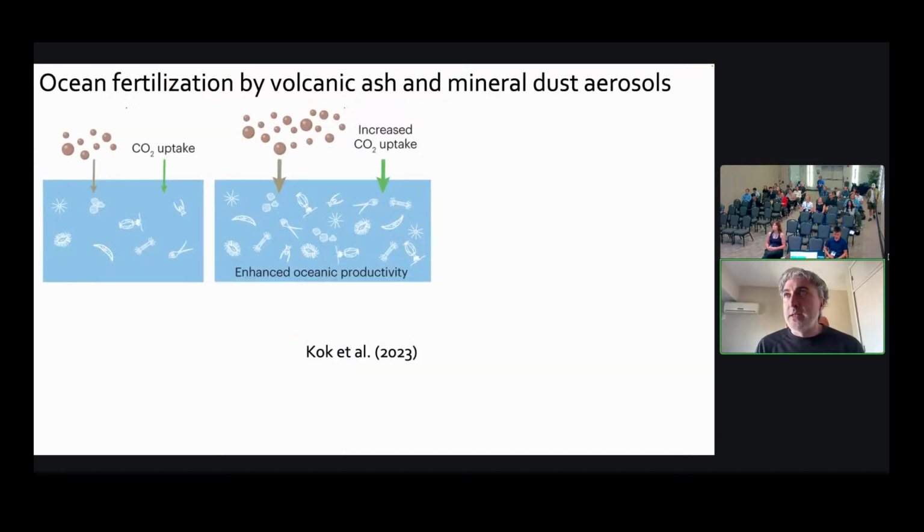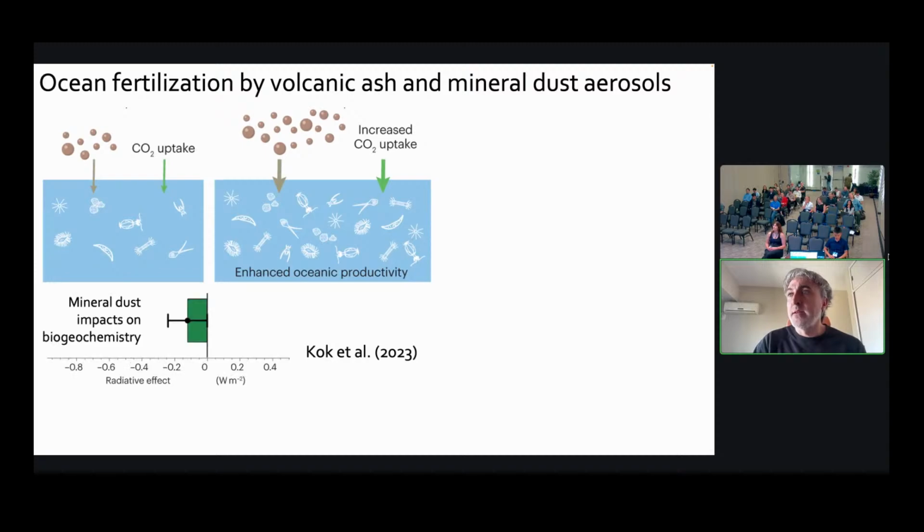So we know that mineral dust aerosols and volcanic ash aerosols have the potential to fertilize the oceans, and in doing so, to reduce atmospheric CO2 concentrations. Specifically for mineral dust aerosols, the consensus is that this has a cooling effect on climate, although the uncertainty is quite high.